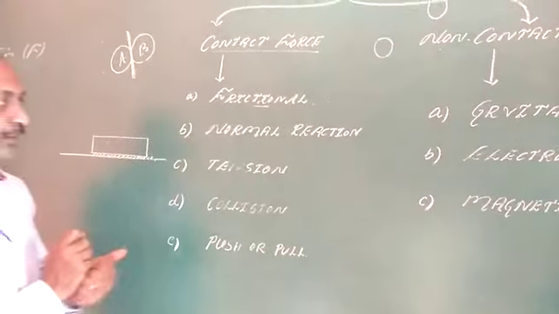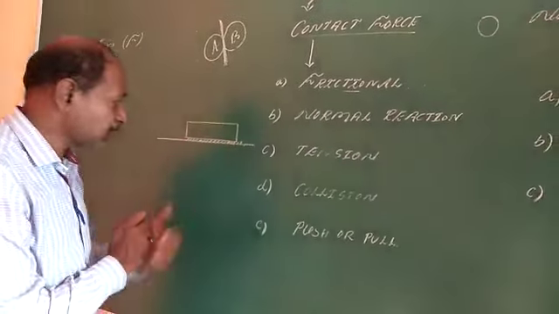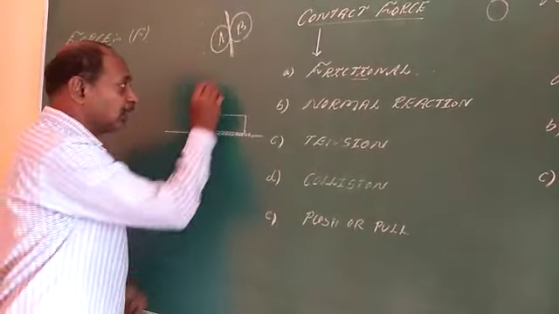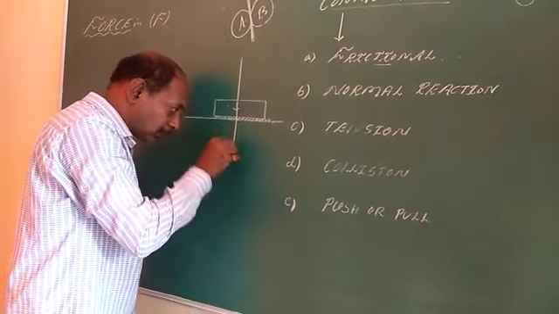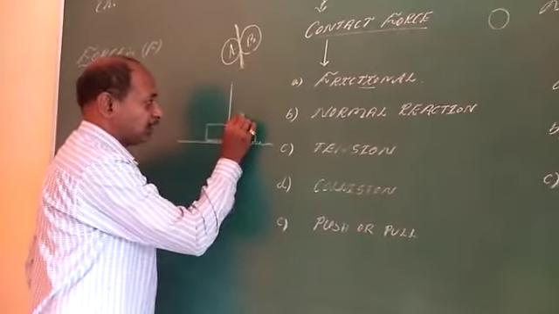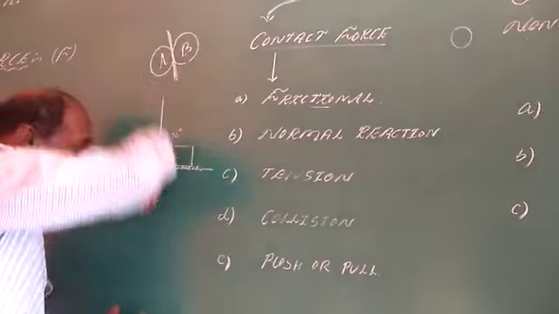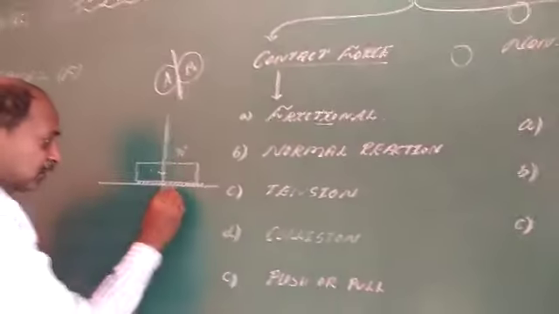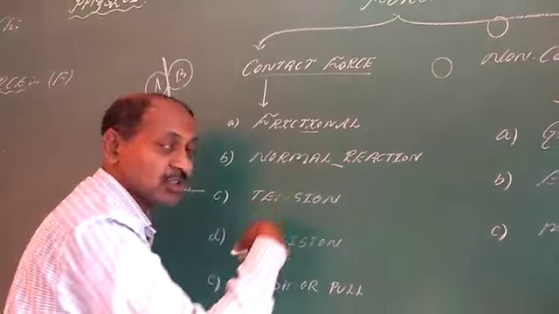Another one is called the normal reaction force. Consider the same example here. This body is pushing downwards. Normal means 90 degrees. The force which is applied vertically downwards on this particular surface is called the normal reaction force.